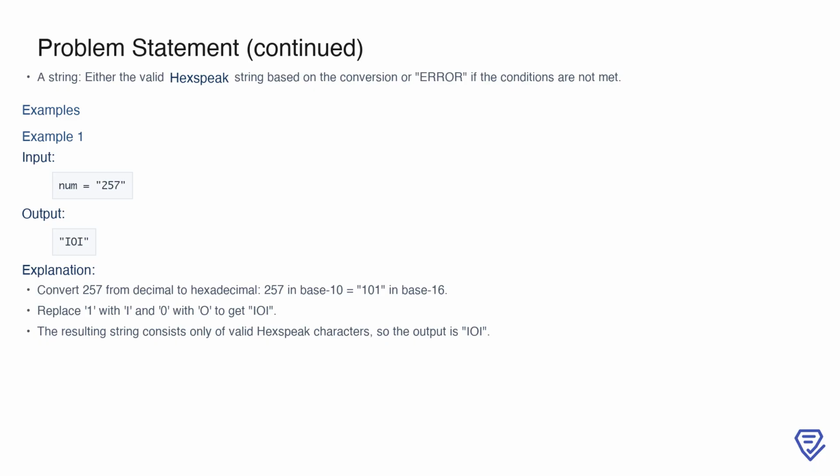In the first example, the input is number equals 257. First, we convert 257 from decimal to hexadecimal, which results in 101 in base 16. Then, we replace the digit 1 with I and the digit 0 with O, giving us the string IOI. Since IOI contains only valid Hexspeak characters, the output is IOI.